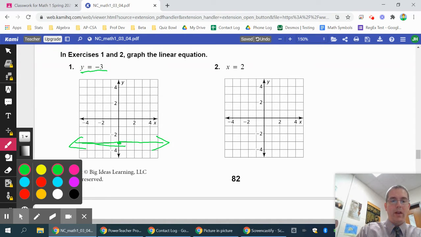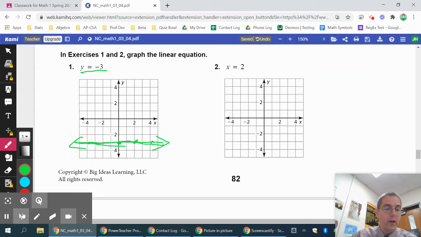I would have (0, -3), (2, -3), (4, -3), (-4, -3). Any point on that line has a y value of -3, so that is the correct graph. And you don't have to draw an ugly line like I did. You can just draw a single straight line, and that gives you the idea. We'll go ahead and try another one here in just a second.